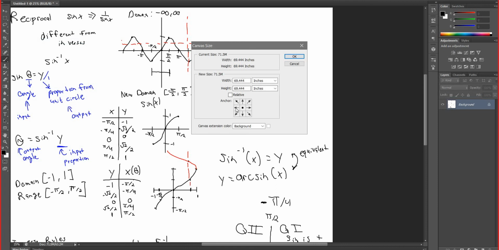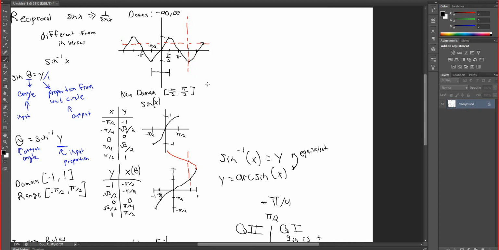Canvas size, I need to make this a little larger width-wise, so I'm going to go 78. That was not much larger.